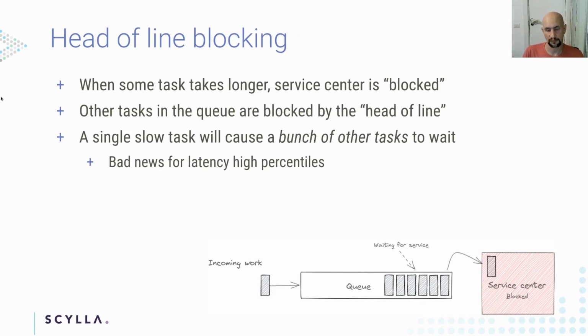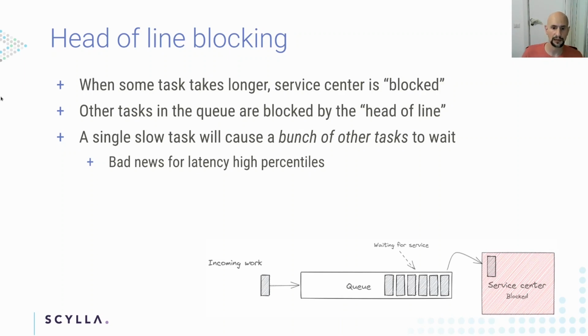The service center might be blocked for a while, and then what happens is that everything in the queue is going to wait for the head of the line, basically the head of the queue, to be unblocked. When this happens, we say that the tasks in the queue are experiencing head of line blocking. This means that a single task that is getting delayed for whatever reason is going to cause all of the other tasks that are waiting in the queue to be delayed as well. And if the queue is long, it's going to impact a lot of other tasks.